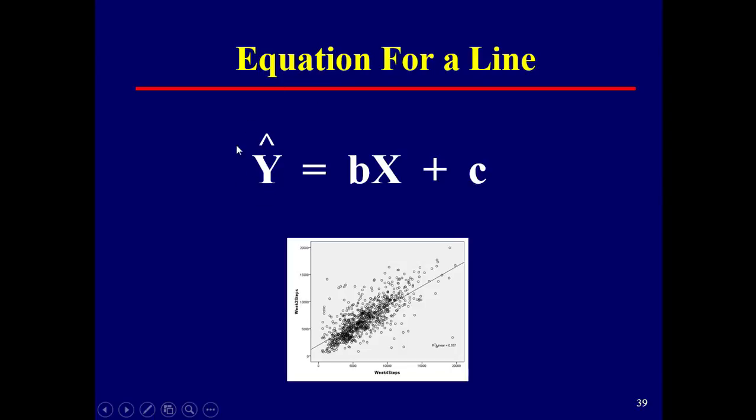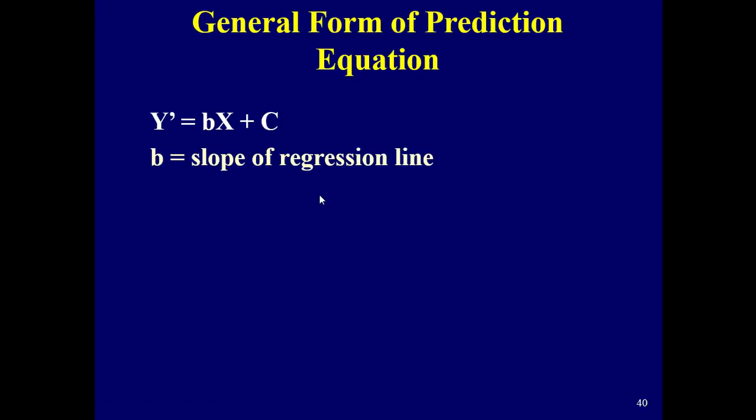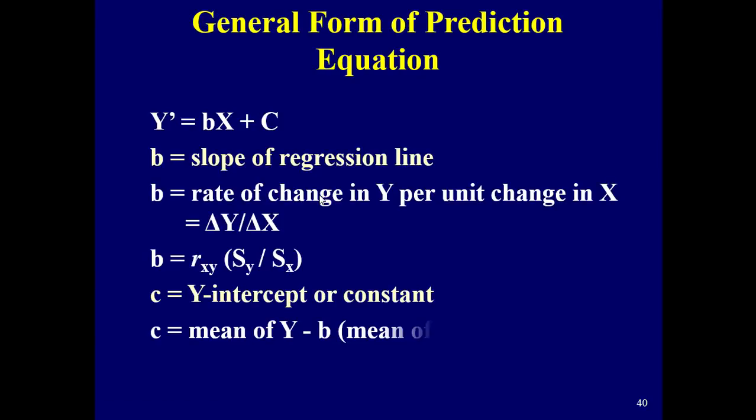Remember that this over here is y predicted, or essentially y hat is the little symbol here, and we're going to see in the next slide that we also can have that line of best fit. The general form of that line of best fit looks something like this. Y predicted, which is indicated by the apostrophe here, just another way to write this, is a function of some number b times x plus c. B is actually the slope of the regression line.